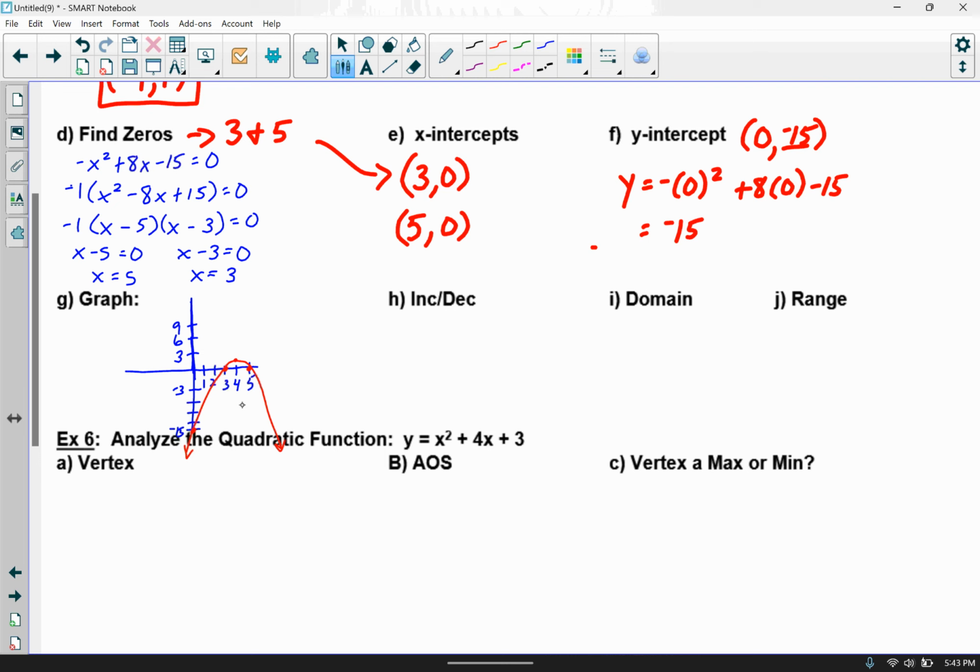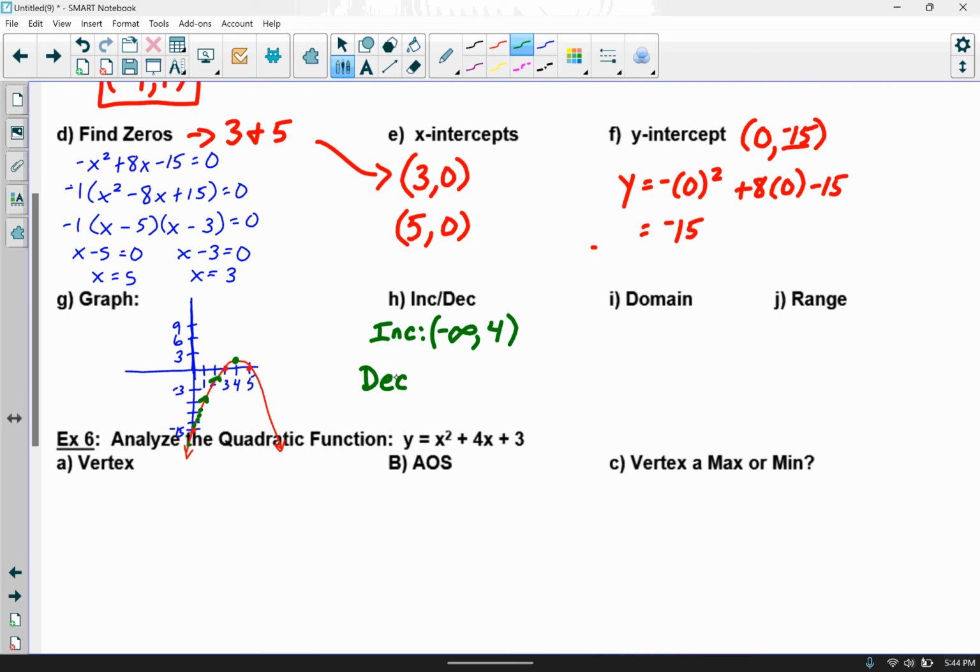All right. So now the next piece is asking you the intervals for increasing and decreasing. Remember, for the intervals for increasing and decreasing, you start tracing this graph. If I trace it from left to right, on the left-hand side, I'm increasing up until I get to that vertex. So I'm increasing from negative infinity to 4.